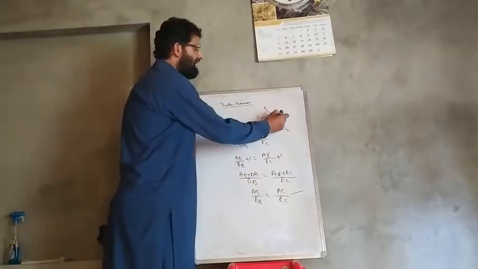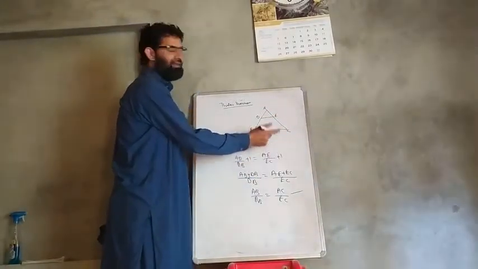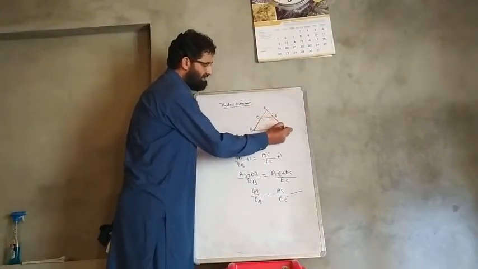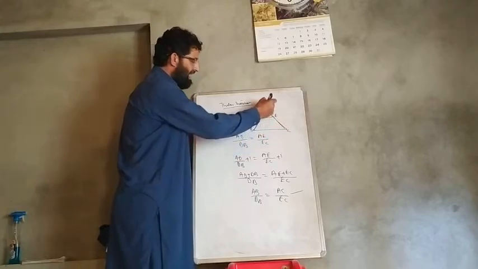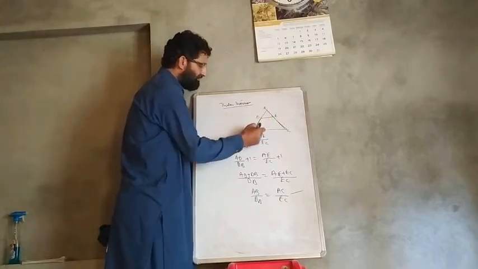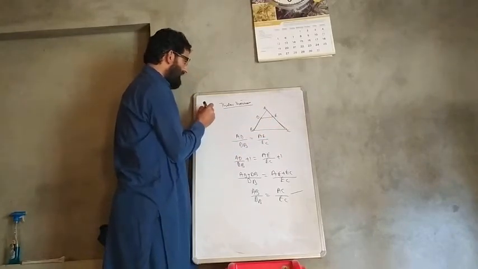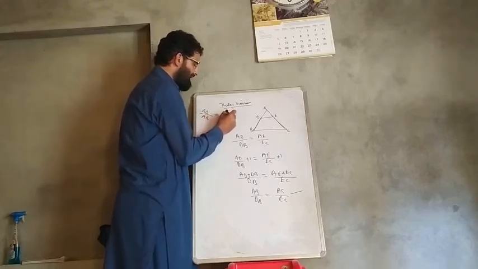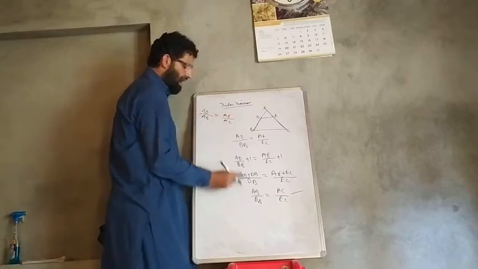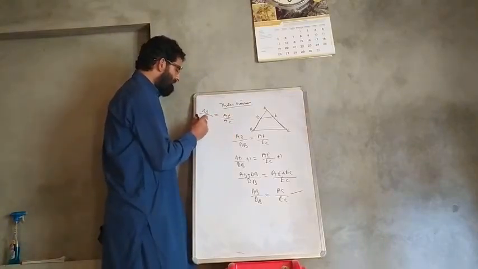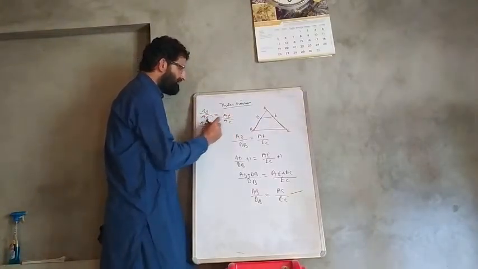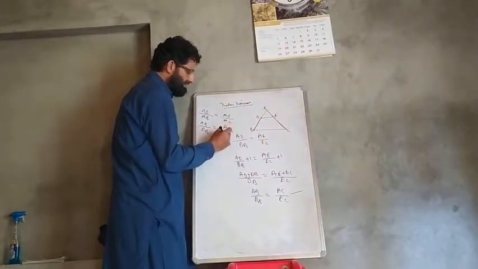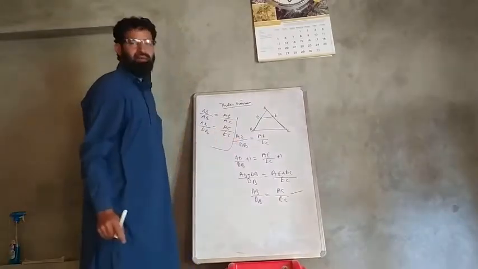So if a line is drawn parallel to one of the sides of a triangle, then AD divided by DB is equal to AE divided by EC. Also we can write AD divided by AB is equal to AE divided by AC. Also we have already proved AB divided by DB is equal to AC divided by EC. These are the corollaries of BPT.